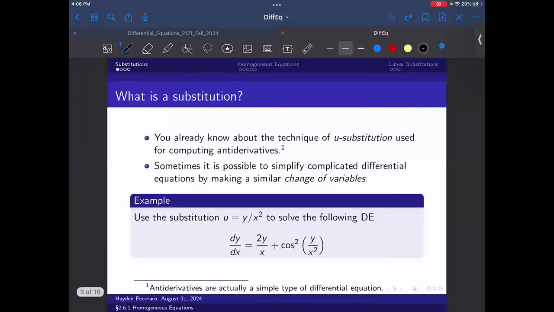All right, so first off, what is a substitution? You kind of know the idea, maybe you've seen it with limits or definitely with integrals where you do u substitution to make the integrand look simpler.